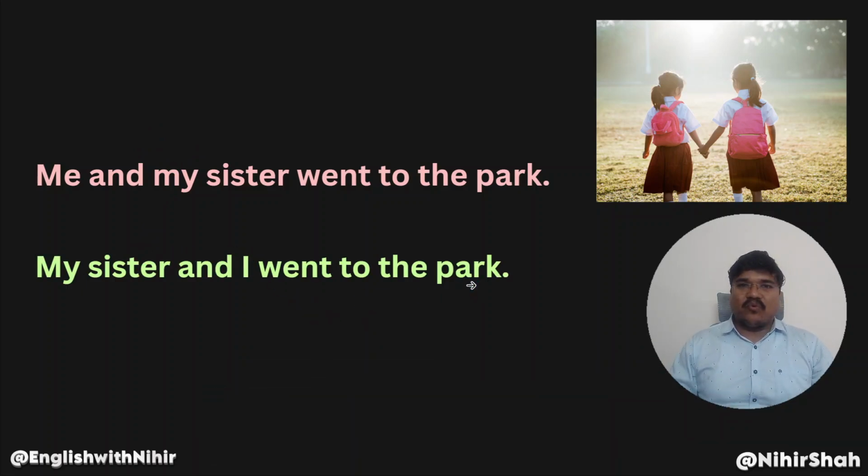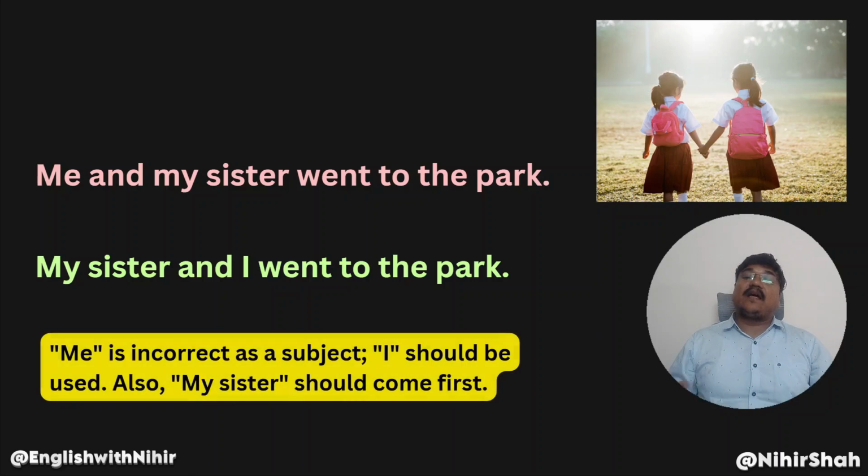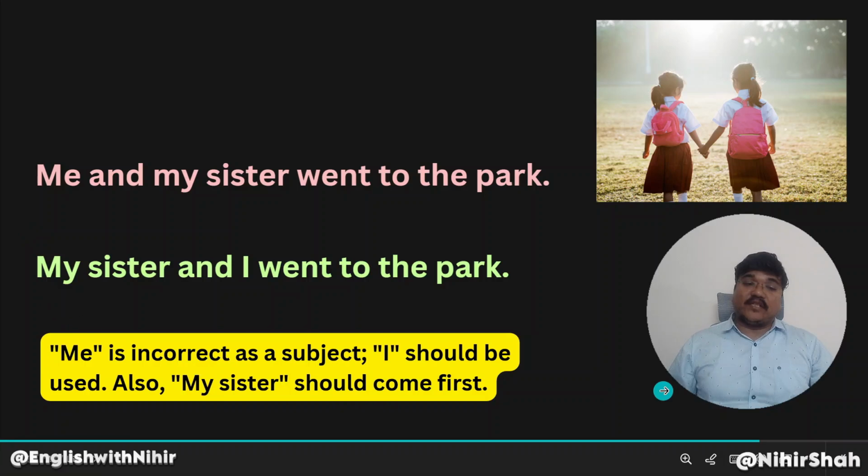Now, one question for you. Is this sentence correct? I and my sister went to the park. If I say I and my sister went to the park, is this correct? Think about it. This is also not correct. See the reason why. Me is incorrect as a subject, as we saw. In this way you can't write it, you have to use I. But also remember, my sister should come first.